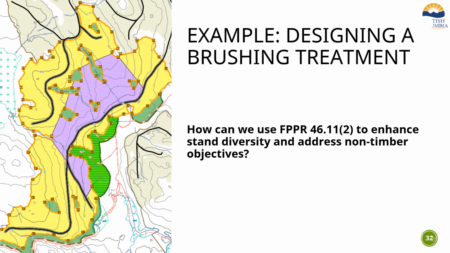Our first example is a cutblock on the coast with two standards units. There's extensive broadleaf infill across the cutblock, though it's too variable and low density to consider broadleaf stocking standards. As a result, both SUs will require brushing treatments. But we can try to retain some broadleaf trees to address non-timber objectives with the application of FPPR 46.11.